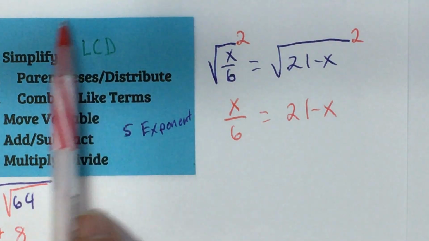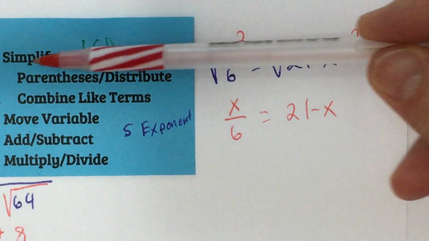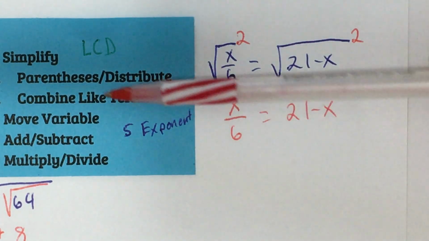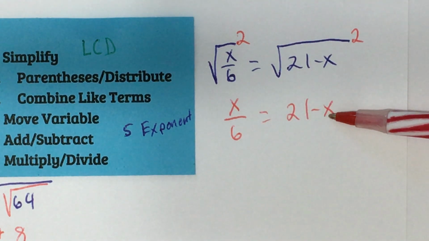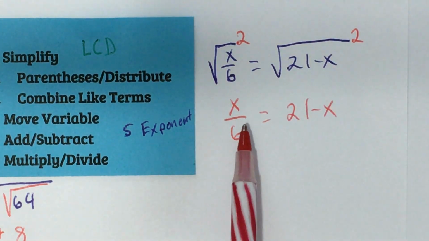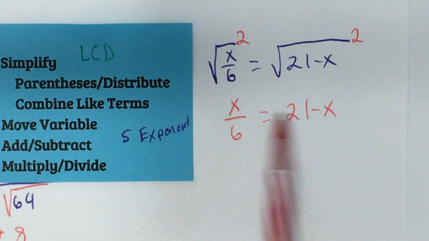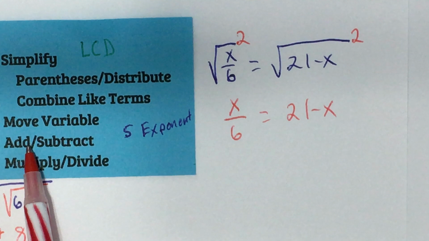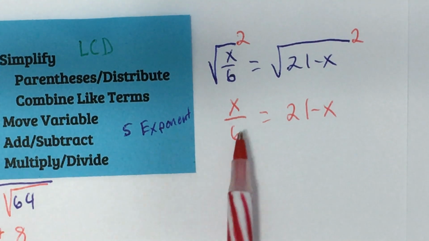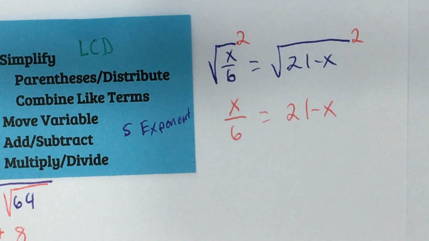Okay. This process is something you do over and over again. So I just went 1, 2, 3, 4, 5. I'm going to start back up here. 1. Are there any parentheses? No. Combine like terms? No. Move the variable. Well, I can't move this. Well, I could move the variable and get a 0, but add or subtract. If I multiply and divide to get rid of this fraction, I'm going to do that first.